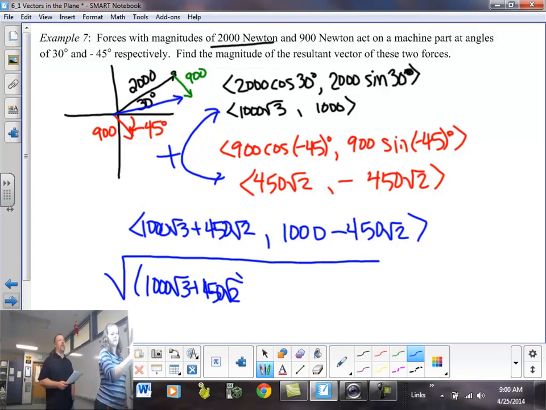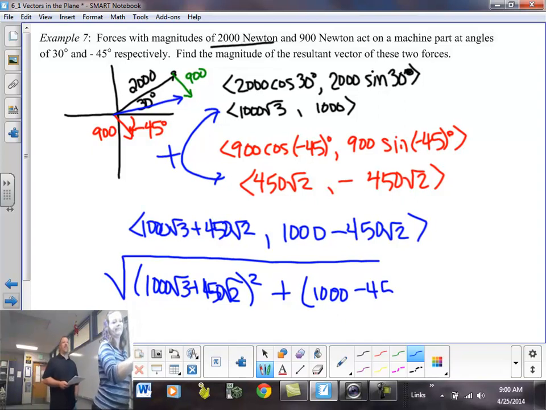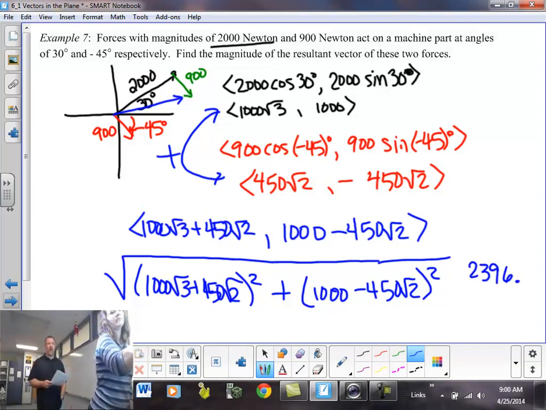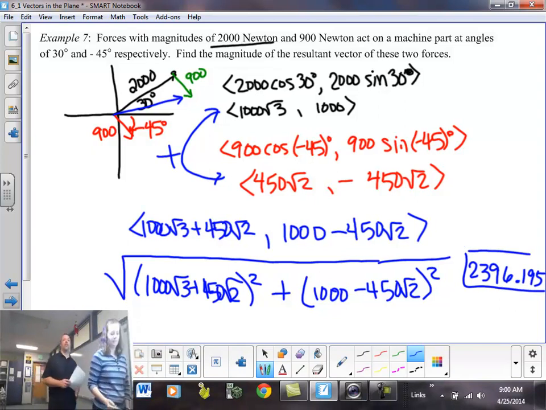You notice we didn't round anything off, though? Nope. Because our final answer needs to be accurate to how many decimal places? 3. I believe if the board is cooperating, it all looks like that. Okay, and the answer to that, if you typed it in, turns out to be 2,396.195. And that's a 5 if you can't see the edge of the board.